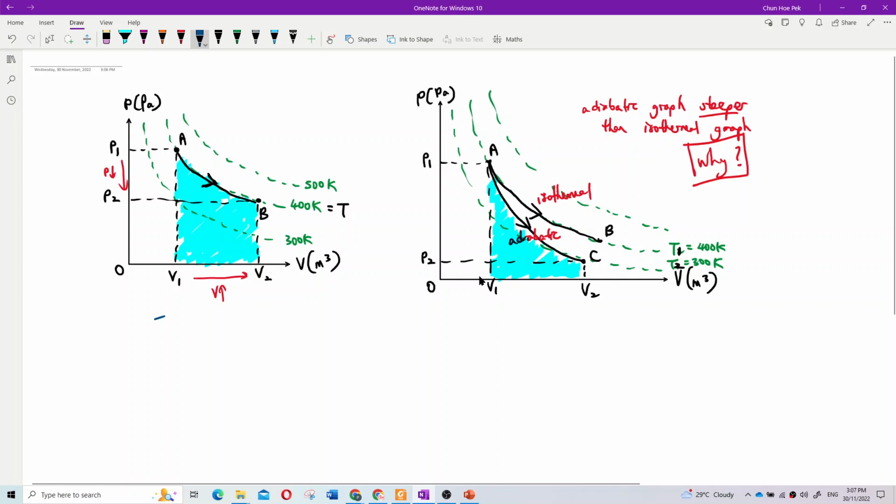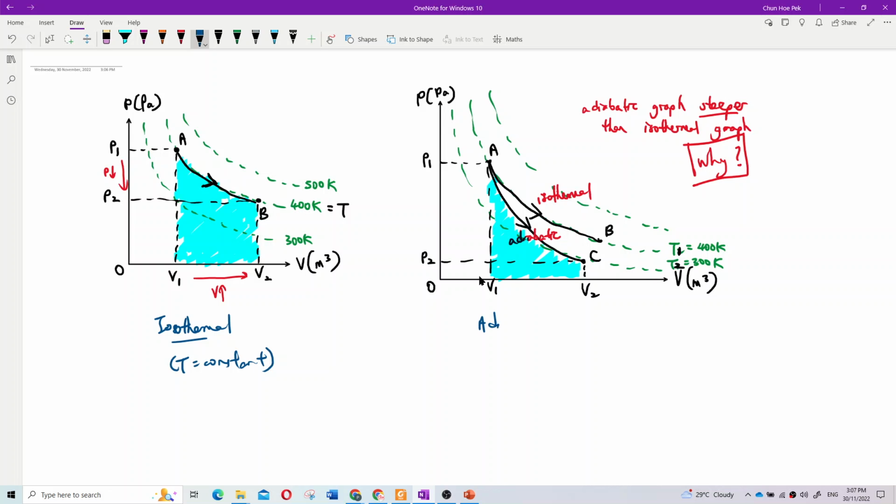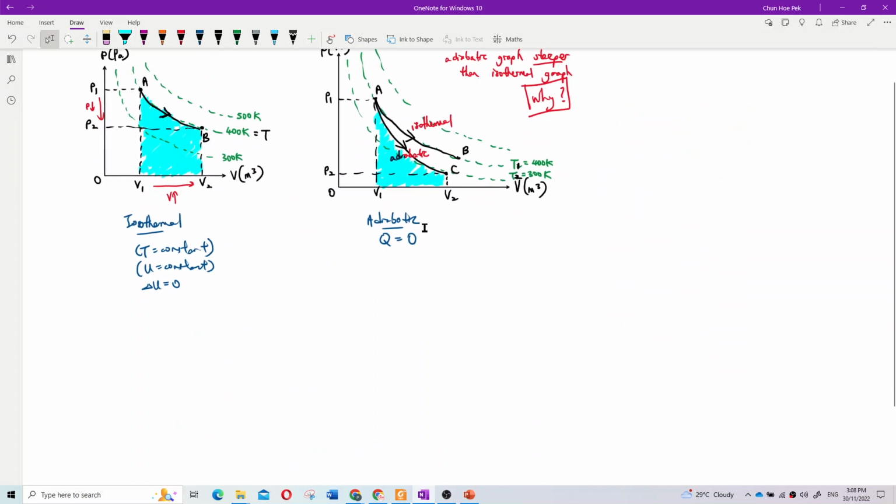This one is isothermal, isn't it? Isothermal means the temperature is constant. Temperature constant means U is constant, so delta U is 0, right? Adiabatic is no heat loss. Actually, everything happens in the piston.